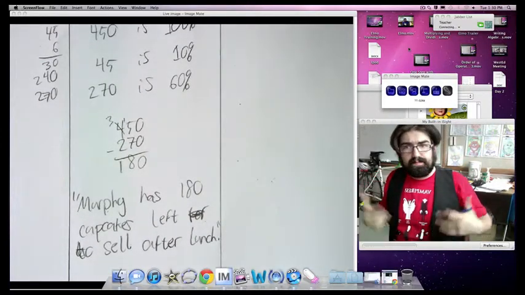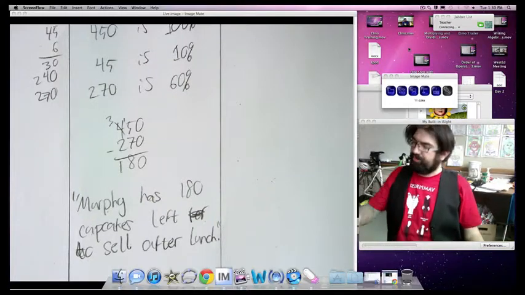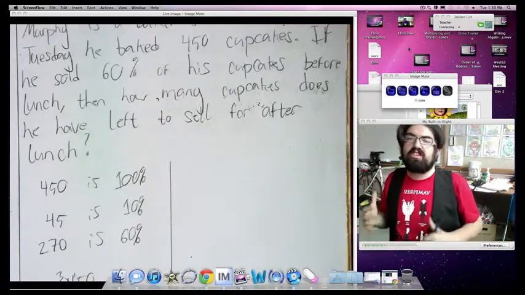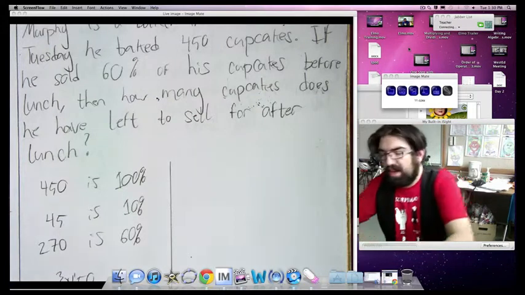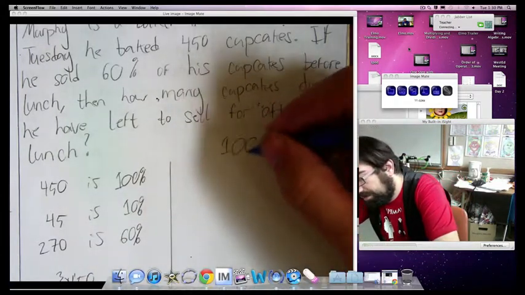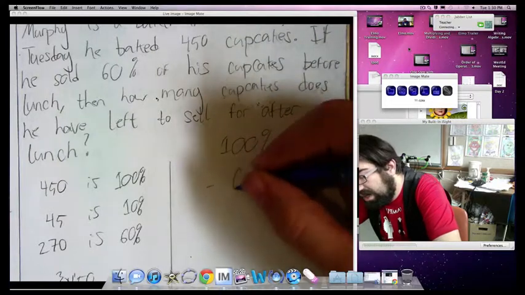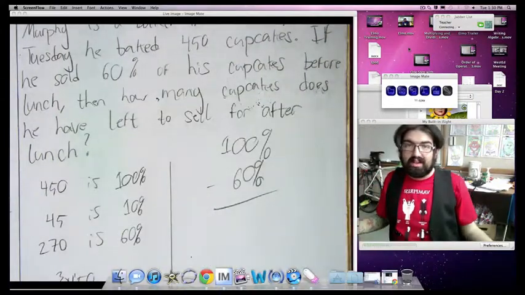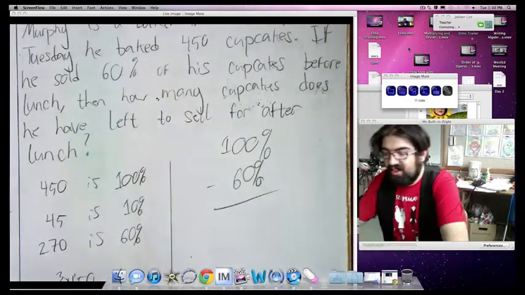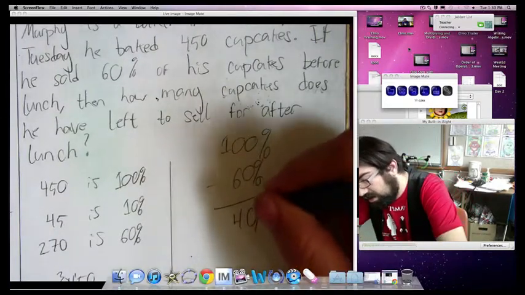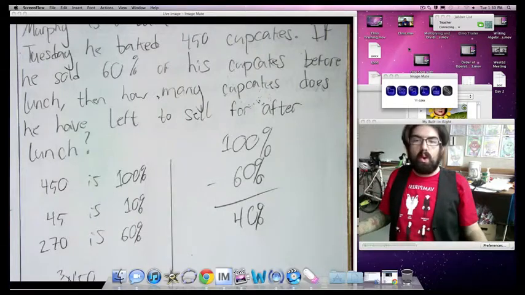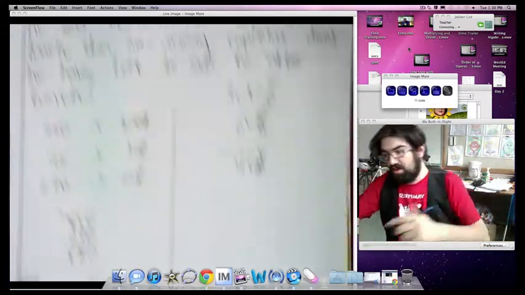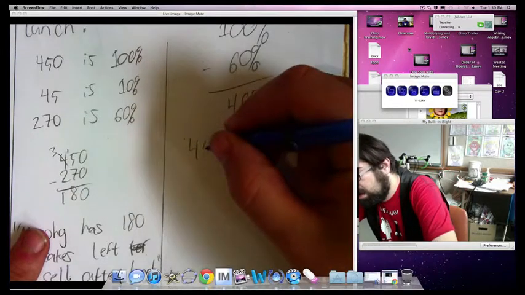Okay, cool. There's got to be another way. And there definitely is. He sold 60%. Let's think about it. I have 100% total. I got rid of 60. It's asking for what's left over. 100 minus 60, that should be 40%. So really, I'm trying to figure out what's 40% of 450. That's what's left. Okay, cool. Do it that way.